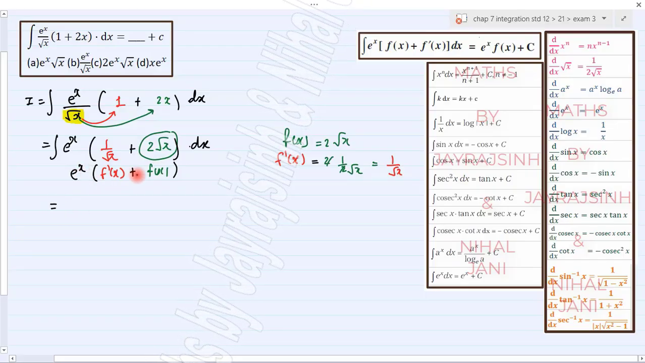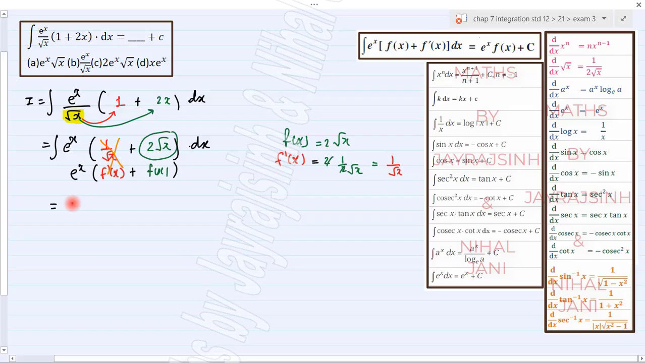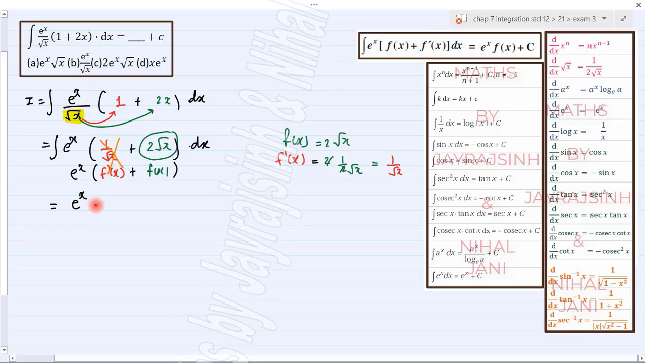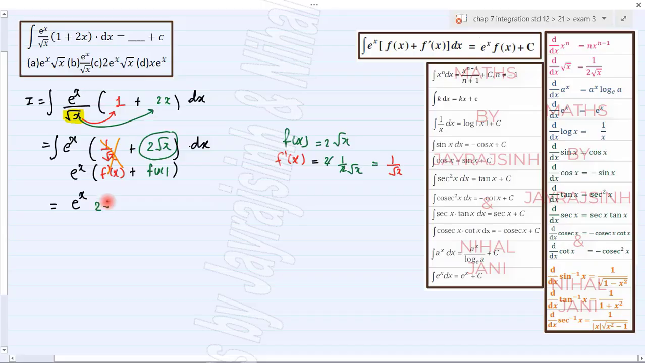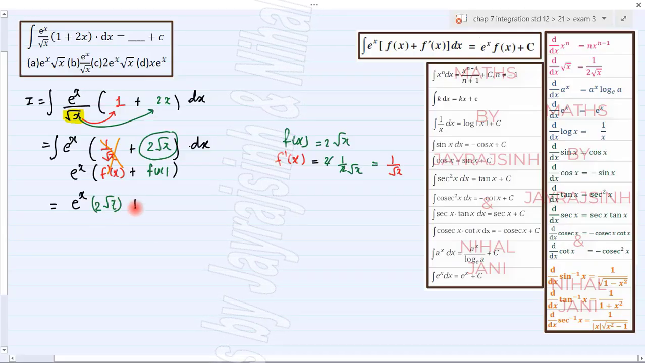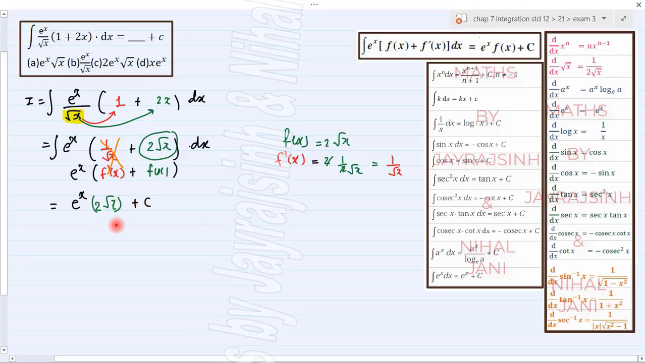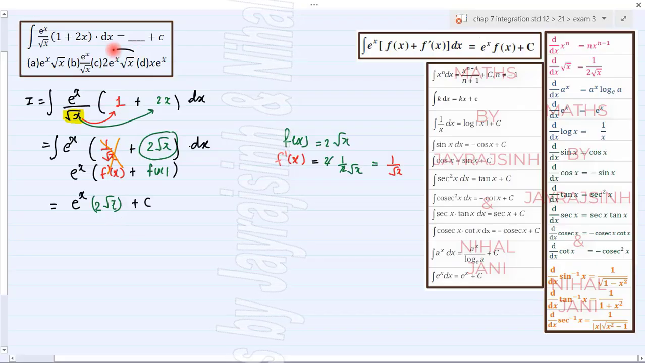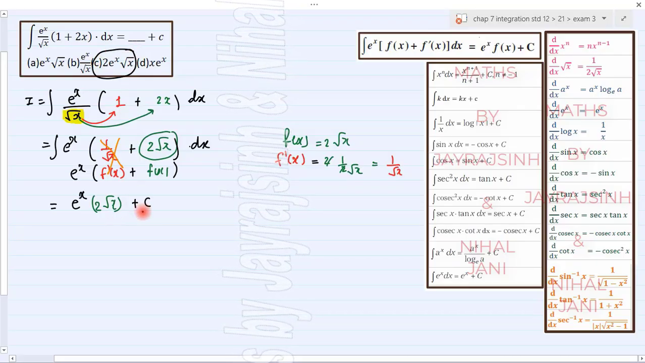So to integrate this term, we just have to neglect f dash x. So we will get e raised to x into f(x), we can say 2 root x, plus c as your final answer, which is given in option C. Ta-da!